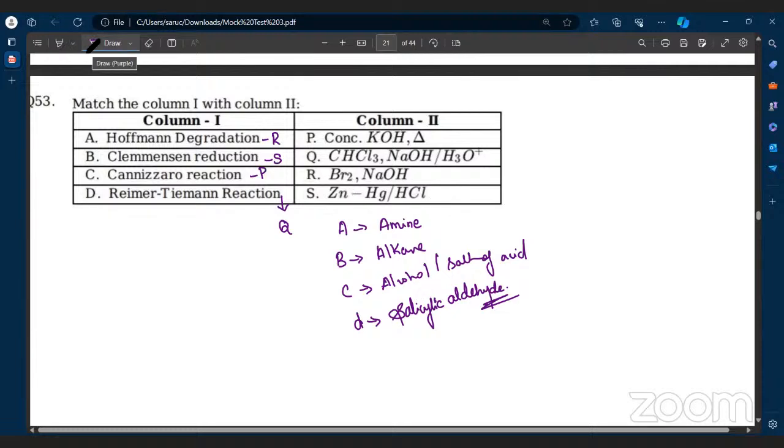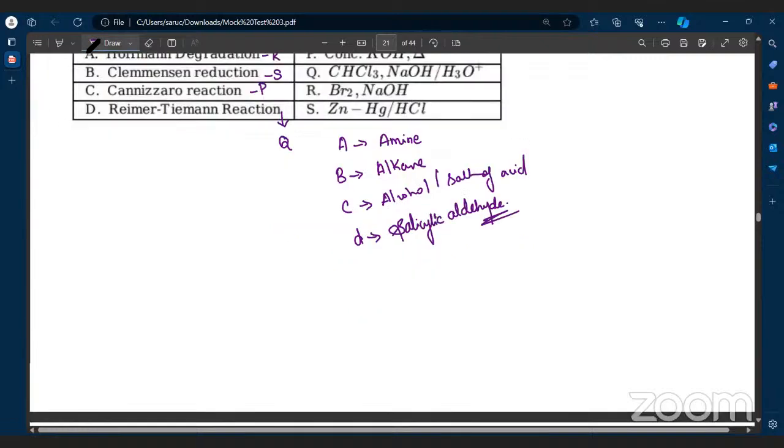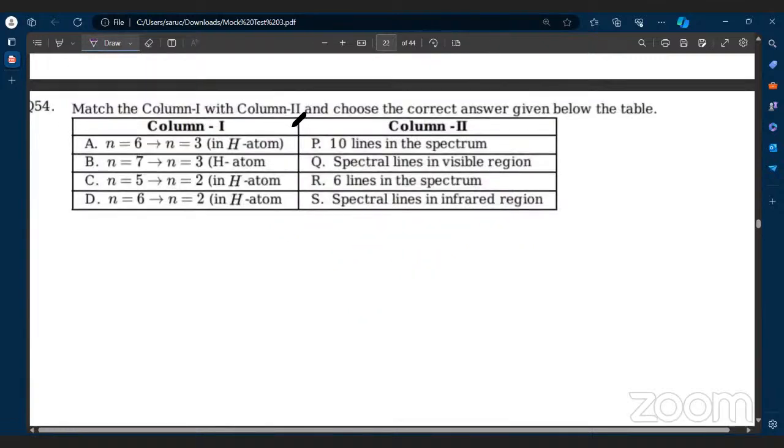Yes, next one is match column 1 with column 2 and choose the correct answer given below the table. N equal to 6 to N equal to 3 in hydrogen atom. How many spectral lines will we get and what would be the spectral region? N equal to 7 to N equal to 3 for the hydrogen atom only. So you can use a formula. Can you tell me the formula for the possible spectral lines? Delta N times (delta N plus 1) divided by 2.